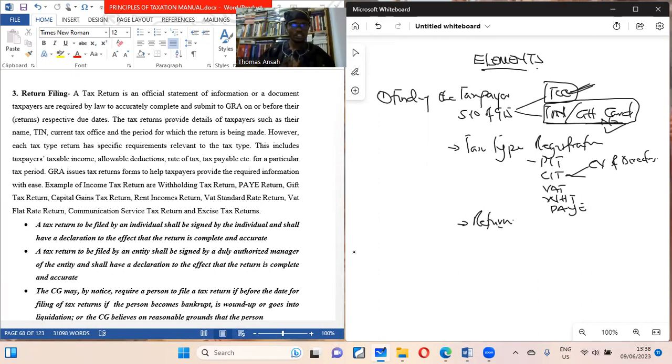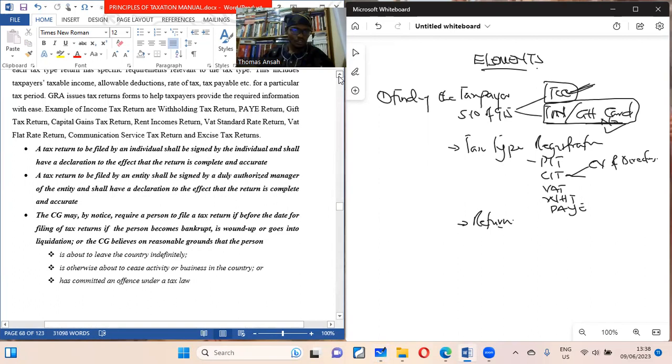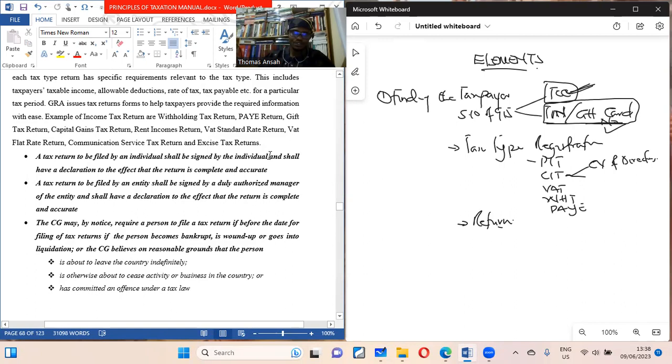Now, on the return, there are some features that should be present. Get to know that, because they always ask that one. A tax return is filled by the individual and is signed by the individual. So it means that you have a signature of the individual and also a declaration of the accuracy and completeness of the information that you are giving. So the return has your TIN, because that's your identity. You should have your signature.